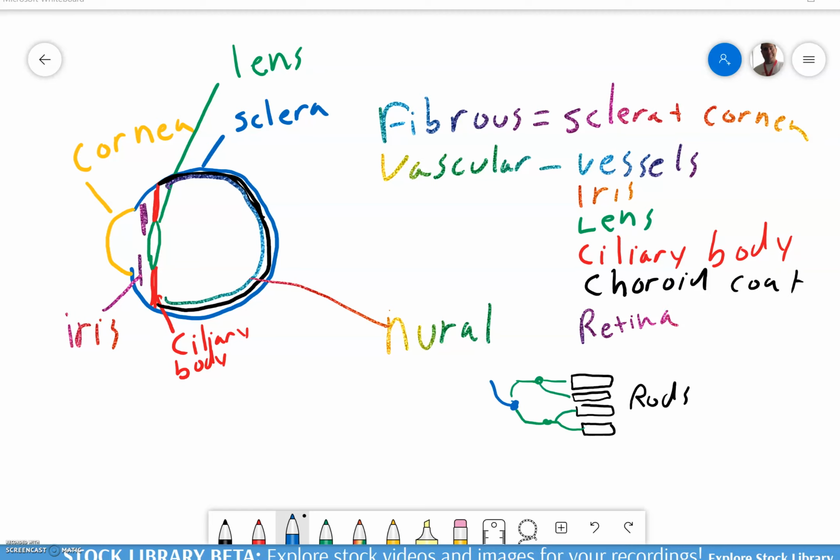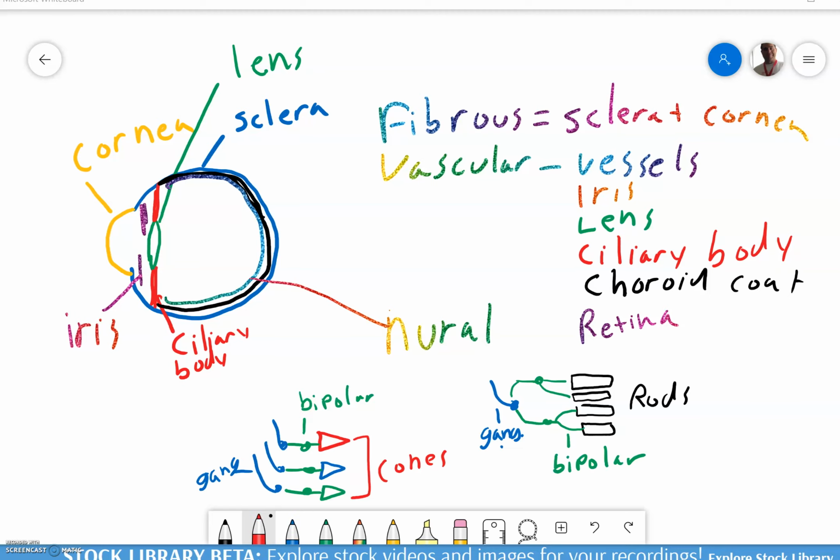If we were to look on the periphery here, we would have rods that converge onto single bipolar cells. So two rods converge onto one bipolar cell, and the bipolar cells converge on a ganglion cell. If you were to look at the macula, which is right here behind the lens, you'd have lots of cones, and each cone has its own bipolar cell, and each bipolar cell has its own ganglion cell.